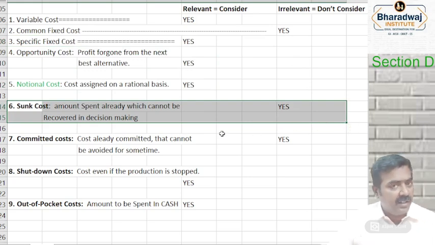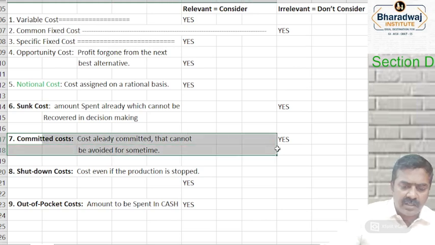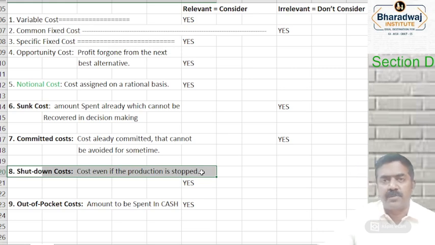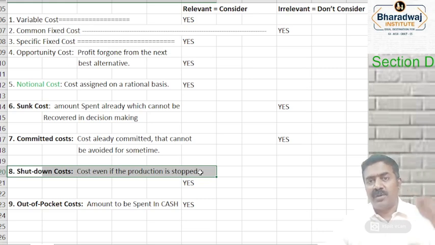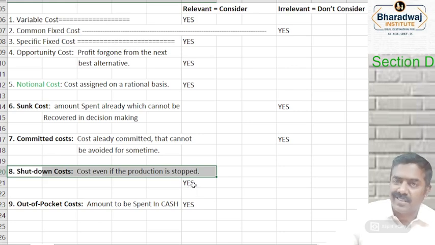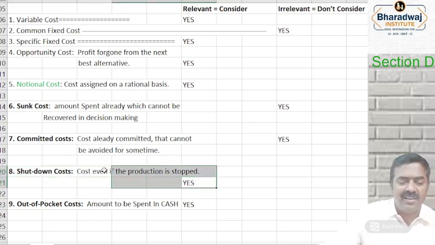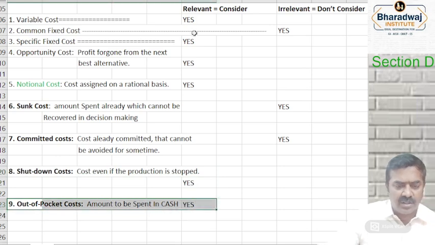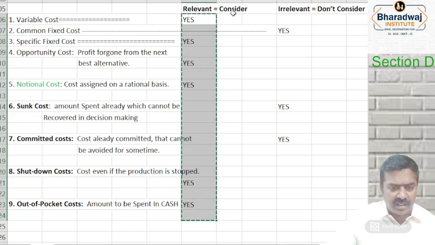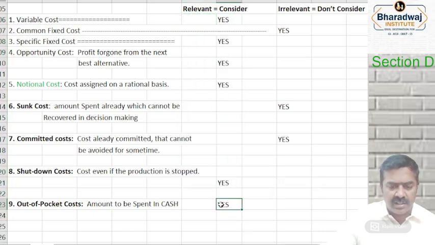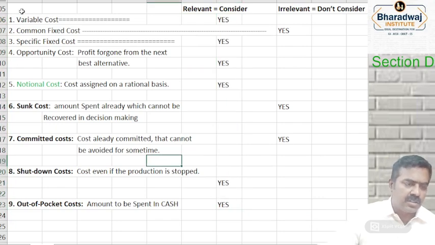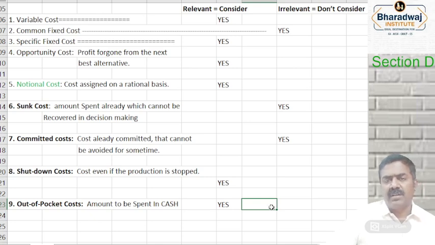Sunk cost, amount spent already but cannot be recovered, that is irrelevant. Committed cost, cost that is already committed but cannot be avoided, yes, it is relevant. Shutdown cost: if the production is stopped, you still have to spend the money. We'll decide based on how much loss if we continue the production, and how much we have to spend if we stop the production. If the loss is lesser than stopping the production and spending that money, we'll continue the production. Out of pocket cost, you have to spend cash that cannot be avoided now. That is relevant for decision making. So this is the classification based on whether it is relevant or irrelevant to decision making.